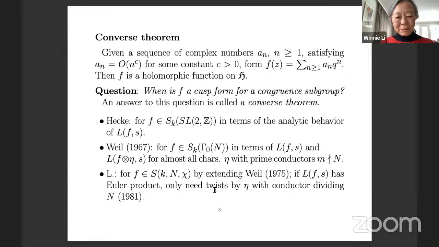Later I proved that if the L function has an Euler product, we actually only need twists by characters with conductor dividing the level N. So when N is equal to 1, it goes back to the Hecke theorem. Let me describe Weil's theorem. First, let me explain this twist.